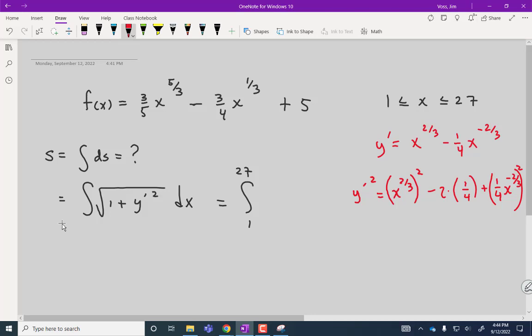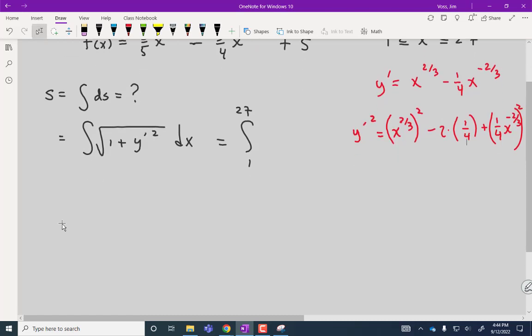So here's where we have minus 1/2, plus that. And then we add 1. So 1 plus y prime squared is going to make it that plus 1/2 plus that. When we add 1 to both sides, the negative half becomes a positive half. And this is where all things change. Let's come down through here, and let's just write it down.